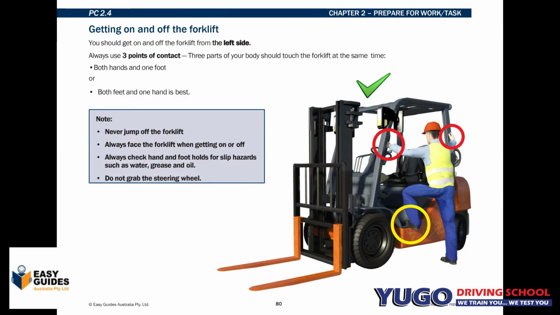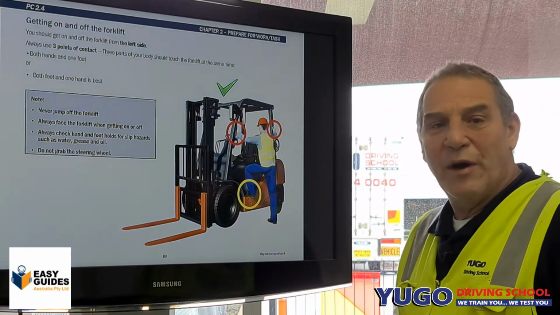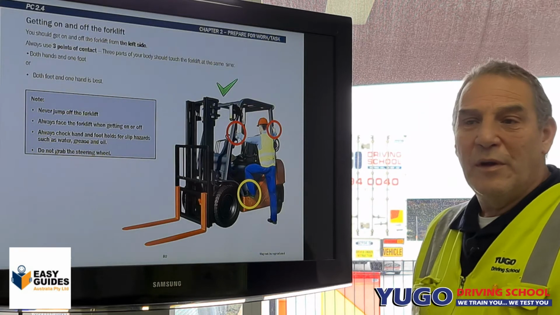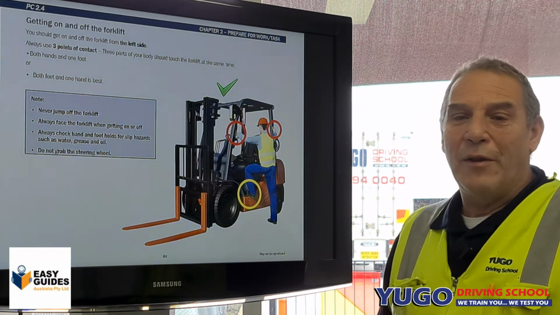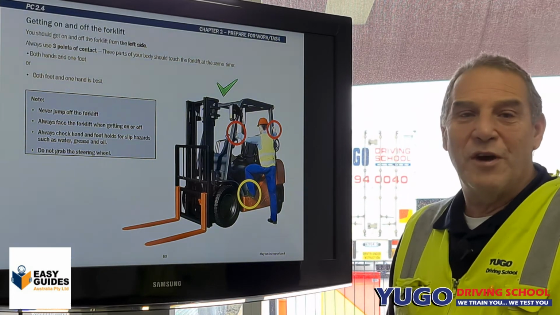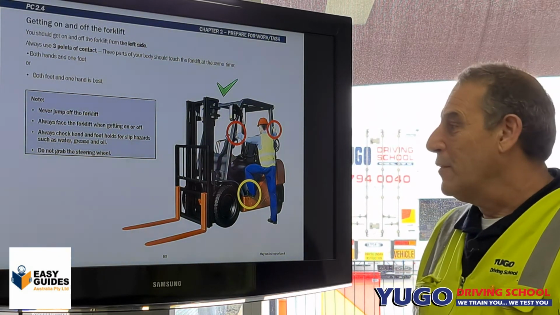Getting on and getting off your forklift. Every forklift worldwide is a left-hand drive, so you mount your forklift from the left-hand side. Don't get on the right-hand side. Your controls are on the right-hand side of the forklift. It's like jumping into a car from the passenger side. No matter where you are in the world, you always get in from the driver's side to drive a car.